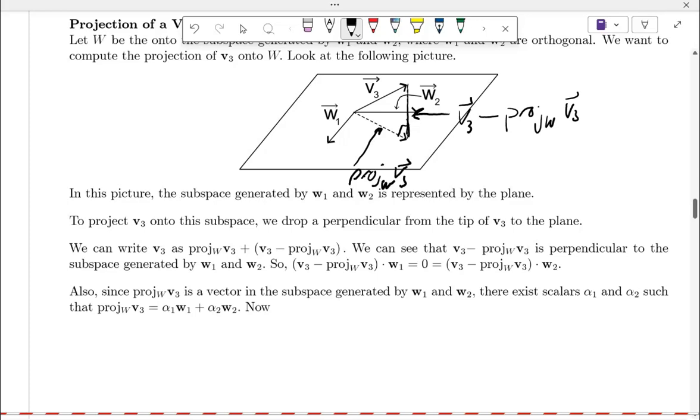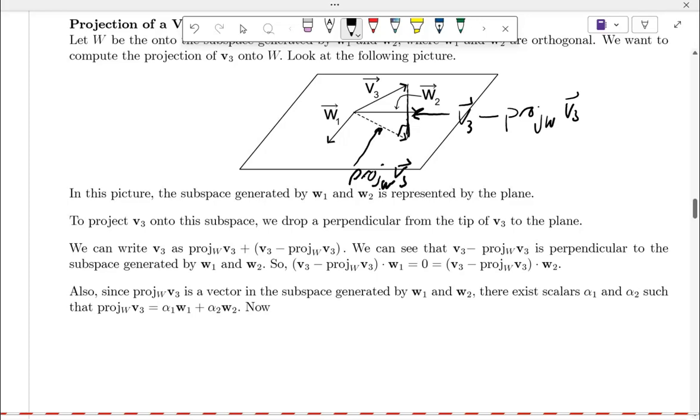That's just what the picture is, right? The way we've constructed things, this V3 minus the projection has to be perpendicular, or orthogonal, to everything in the subspace. In particular, it would be orthogonal to both W1 and W2. And remember, a way to check orthogonality is to do the inner product, correct? So the inner product of W1 with V3 minus the projection has to be 0, and the same thing has to happen with W2.